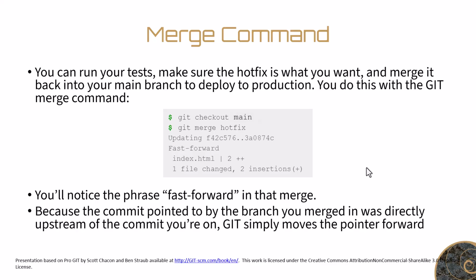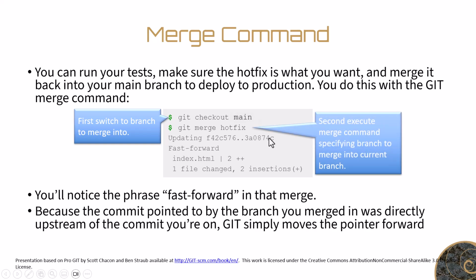So this is where the merge command comes in. You can make sure the hotfix is deployed, and then you could use the merge command to merge the hotfix into main. So in this case, what they're doing is they're checking out main, and then when you do a merge hotfix, this will take all the changes that are in the hotfix and bring them into main. And you'll see that it says fast forward. So that means that now main will be pointing to the same commit as the hotfix. So first you switch to the branch that you want to merge into, and then you merge the hotfix.